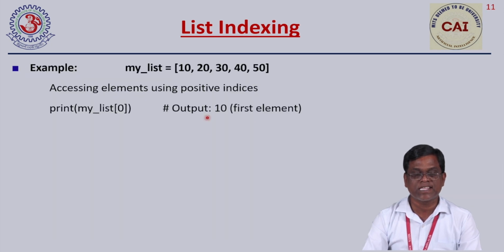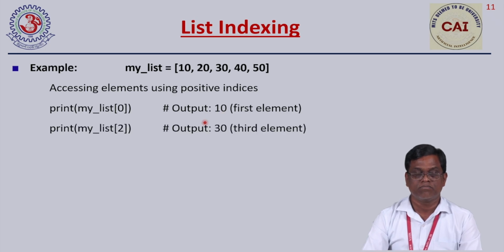And here is an example to understand how we can use indexing to access the individual elements in a list. See, for example, consider I created a list with the values 10, 20, 30, 40, 50. Now, accessing the elements using a positive index: suppose I give my list of 0, it will access the first value, that is 10.